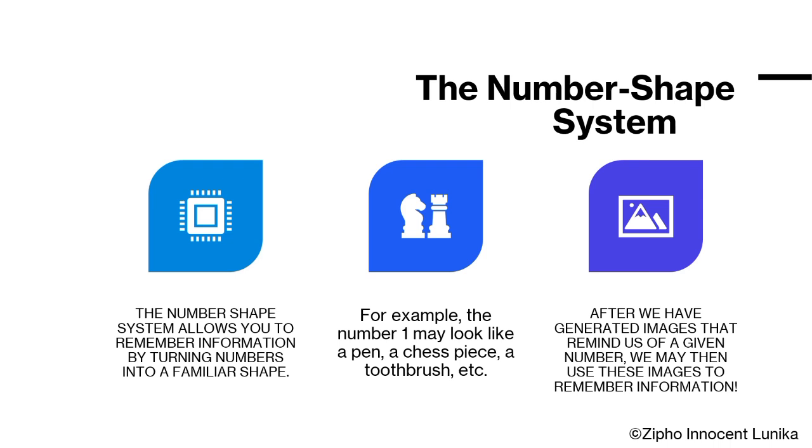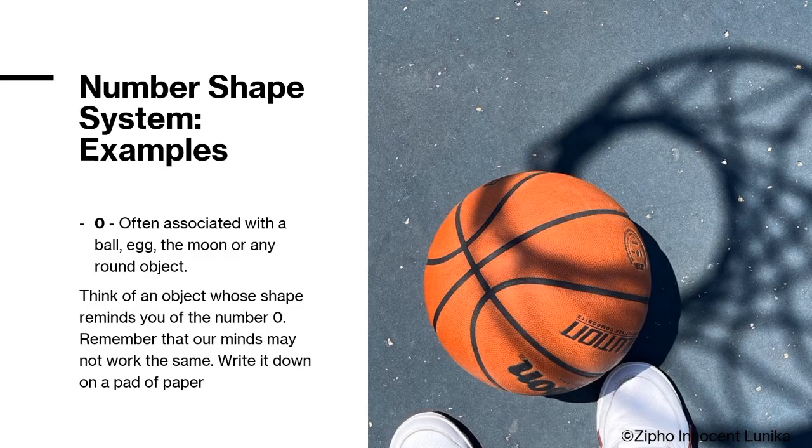So for example, the number 1 may look like a pen, a chess piece, or a toothbrush. It all depends on how our mind works. After we generate the images for our pegs for numbers 0 to 9, we may then use these images to remember information. I'll demonstrate how this is done by trying to memorize a list of words or items. So let me walk you through the process of developing your peg system, the number shape system.